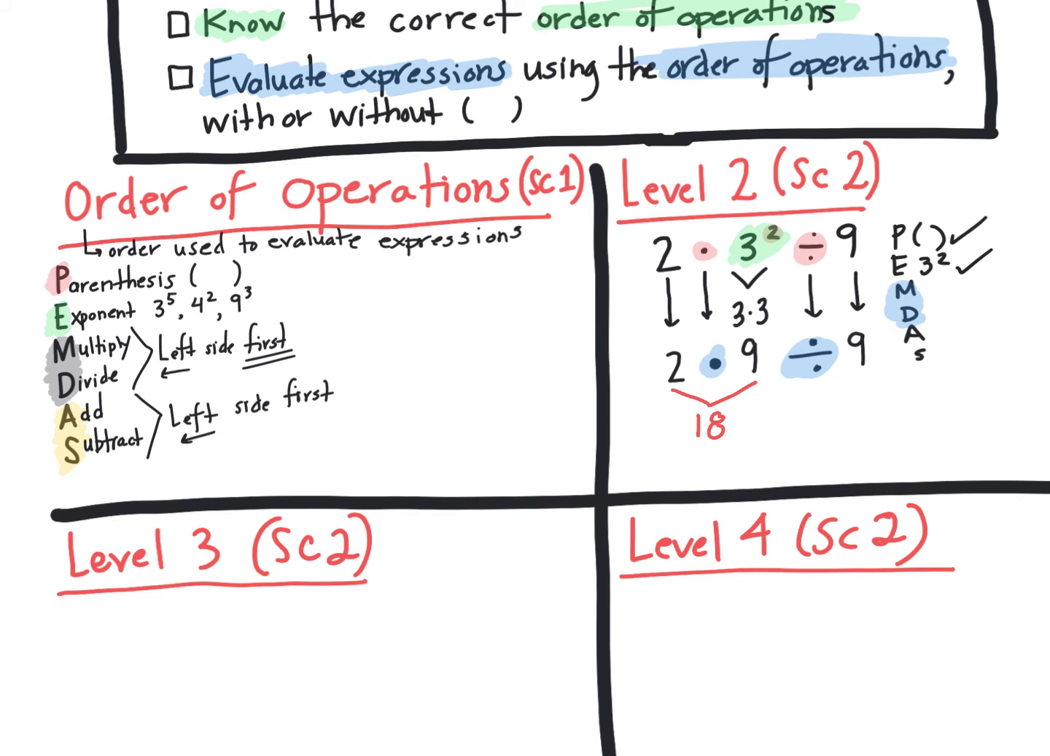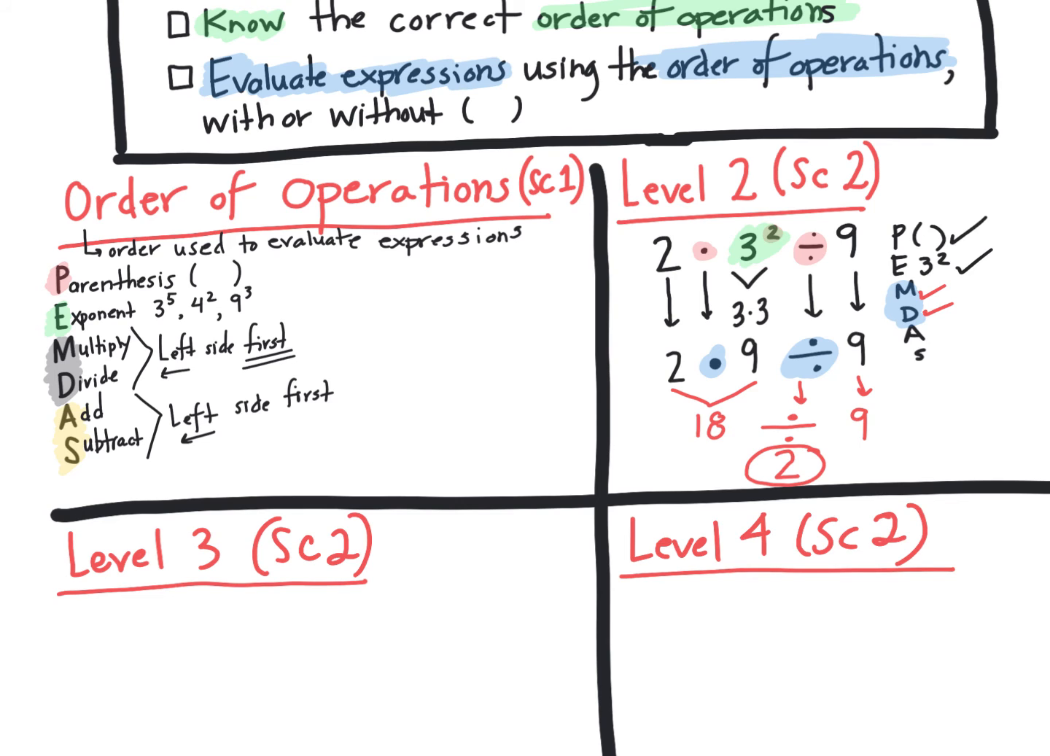Okay. So then I bring down my division sign. And I bring down my 9. So I multiplied. Now my last step is to divide. 18 divided by 9, which is 2. So I divided. So that is my answer. Make sure you circle it or put a box around it.